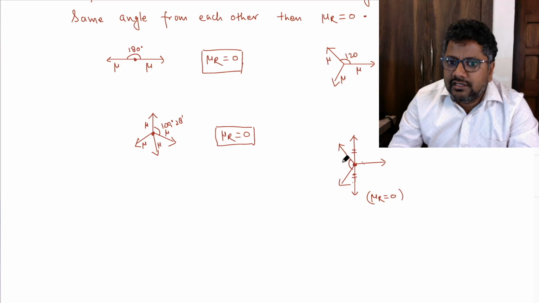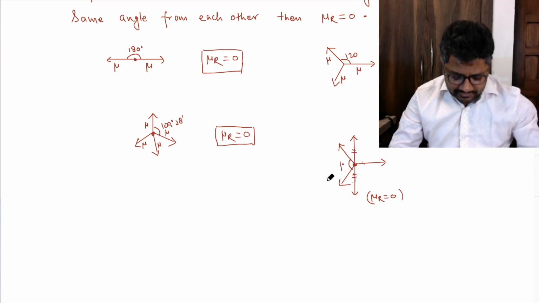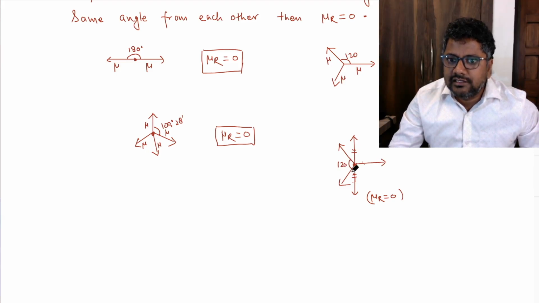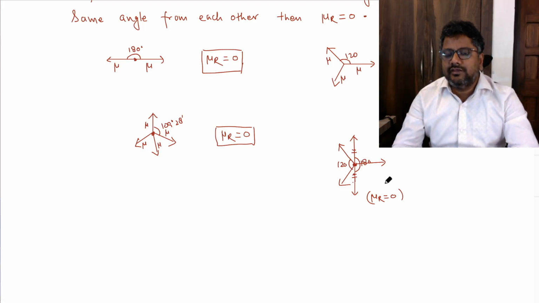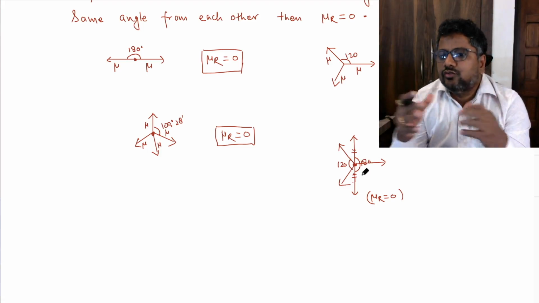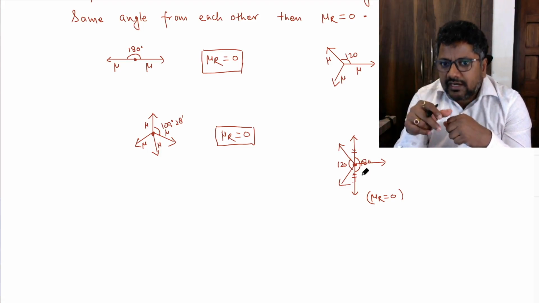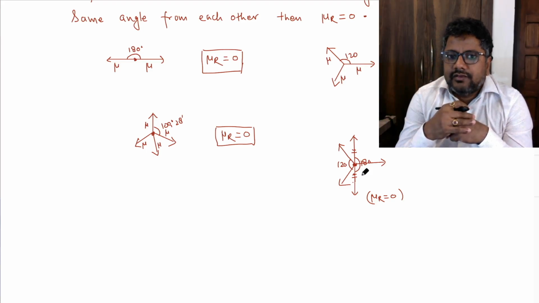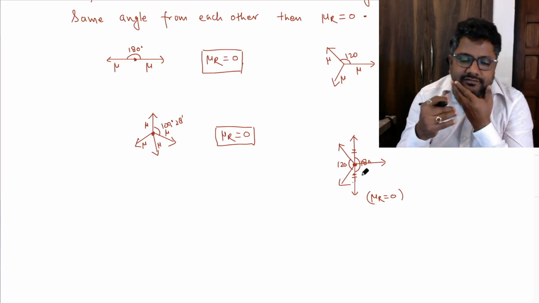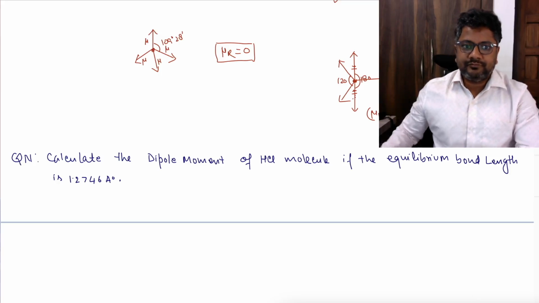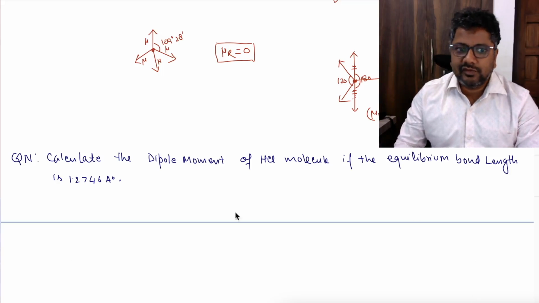These three are at 120 degrees and these two are at 180 degrees. In this way you can find the resultant dipole moment of this molecule in two parts, one for axial bonds and one for equatorial bonds. So you will get the final resultant dipole moment of this molecule. Now see one question here.